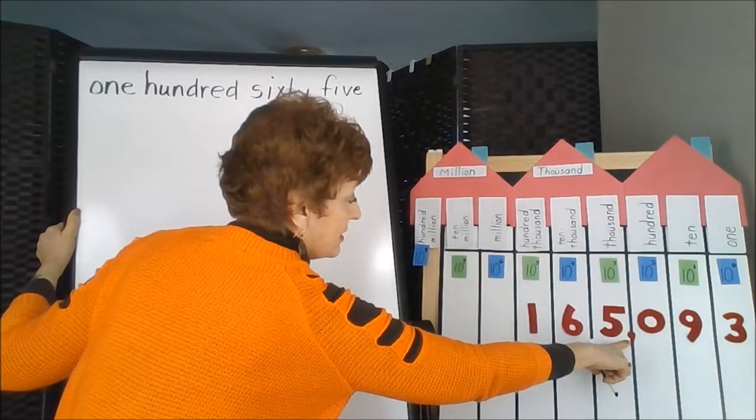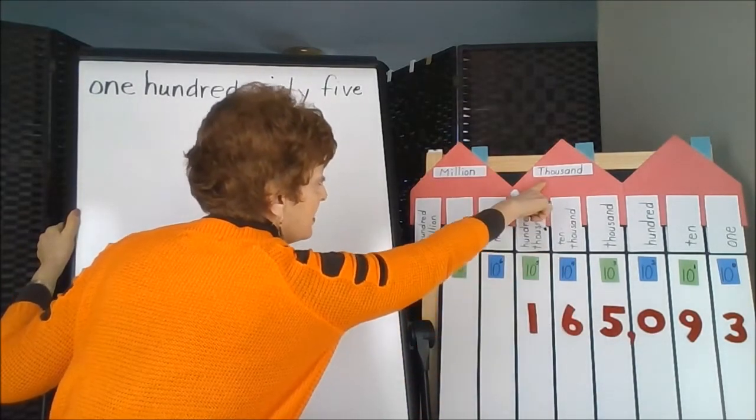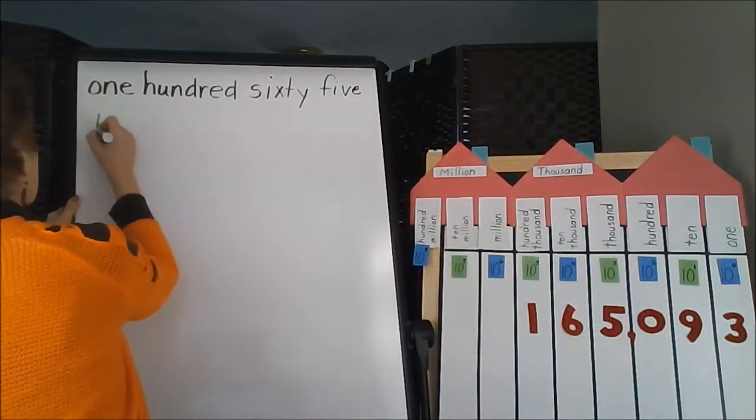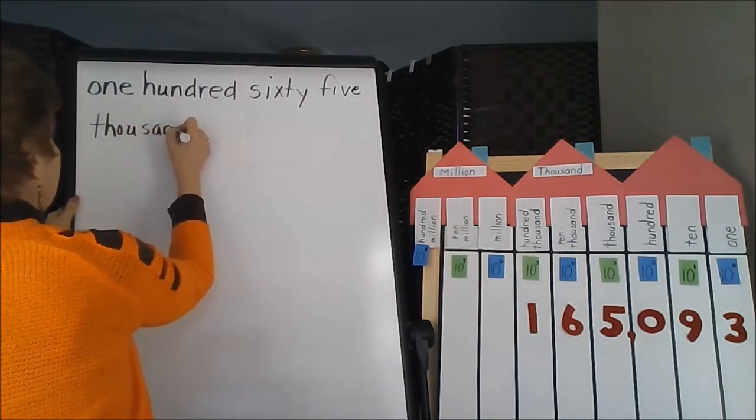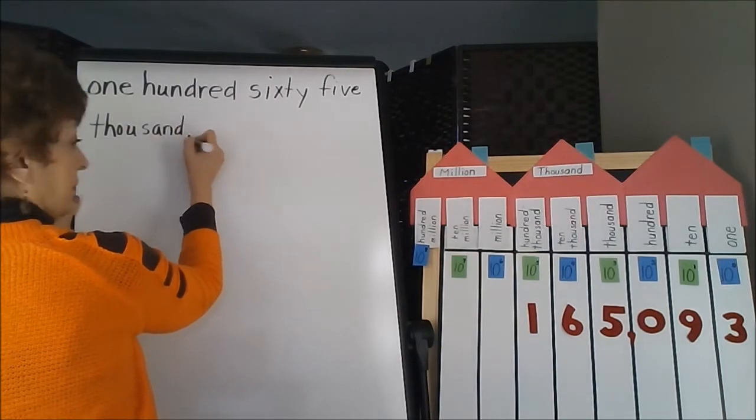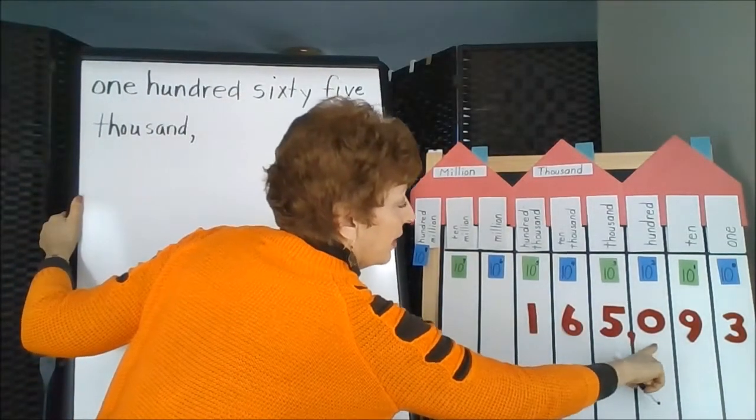We're going to need to stop and say the column's name now. The name is thousand. Now we'll put our comma in. 93.